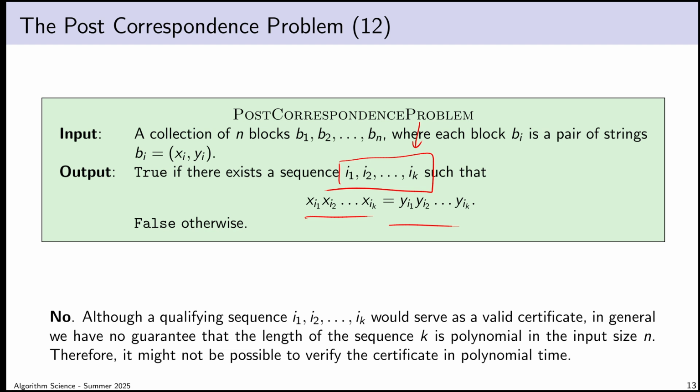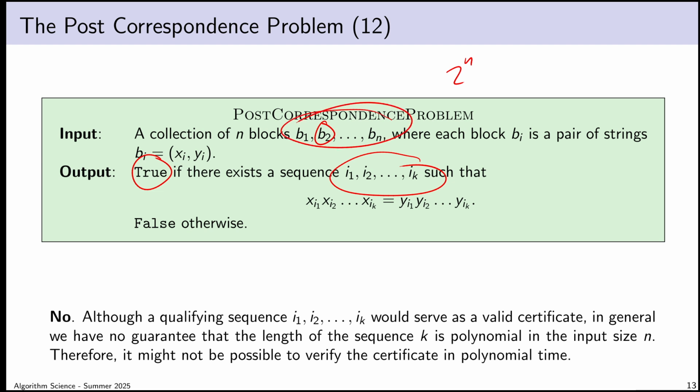But there's a nuance, which is that we have no guarantee that the size of this sequence is polynomial in the input size. Remember that important point that I'm allowed to use every block as many times as I want. So maybe it is the case that the answer is true, but the only sequence I can show you that will demonstrate the answer is true is a sequence of size, I don't know, 2 to the n, or even larger than that. And so that means, although I can indeed verify a certificate in a relatively straightforward way, I can't guarantee that the certificate will have a polynomial size. And as a result, I can't verify it in polynomial time with respect to the size of the input.